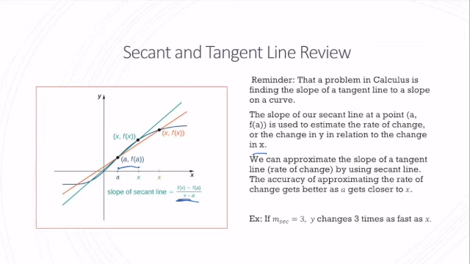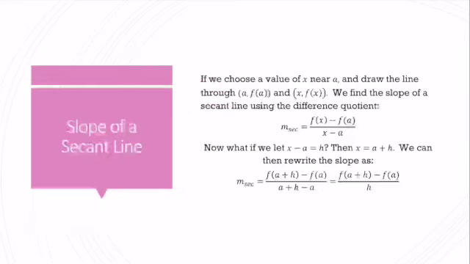If we choose a value of x near a and draw the line through a, f of a and x, f of x, we'll find the slope of a secant line using this difference quotient, right? But what if we let x minus a equal h? Then we have that x equals a plus h, and we can rewrite the slope as follows. This is a really common way to rewrite slope.